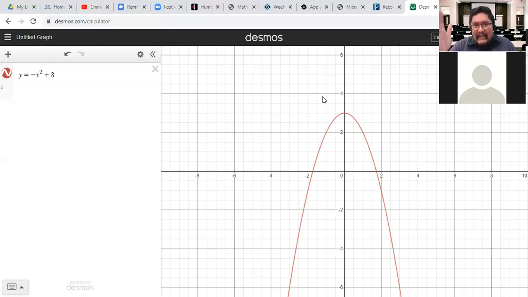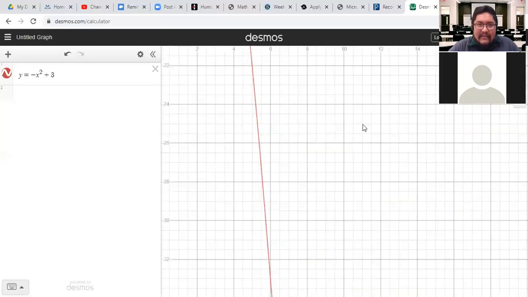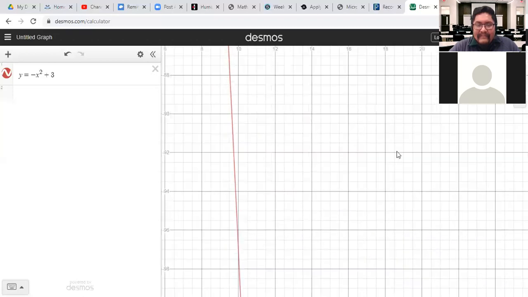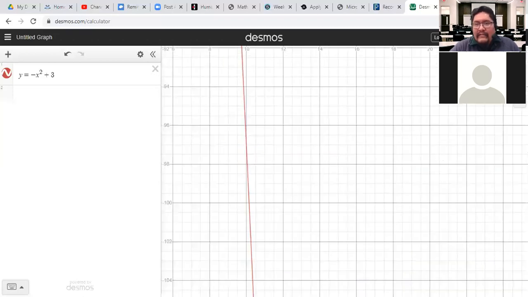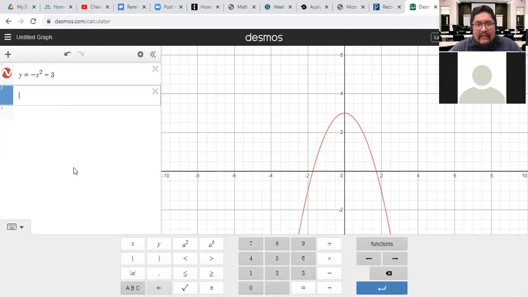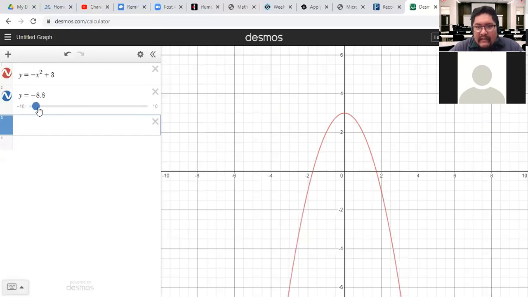It goes from negative infinity to positive infinity because this side also goes down to infinity. So domain is all real numbers. Range, on the other hand, is a little bit different. So to calculate the range, we start with a line. And I'm going to go ahead and make a line that we're going to use.